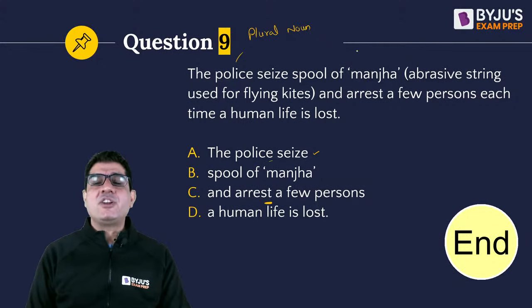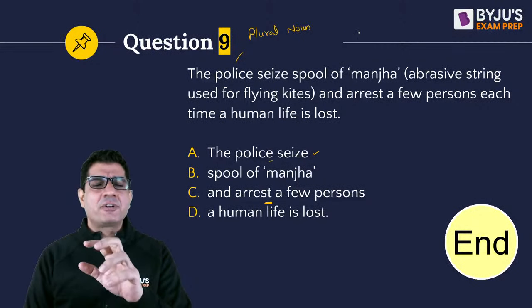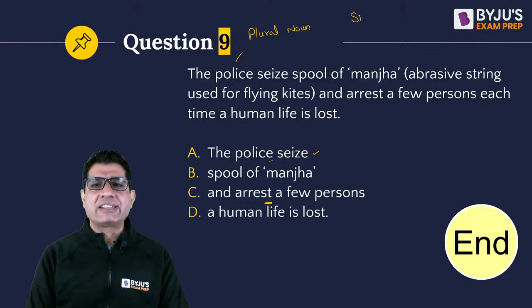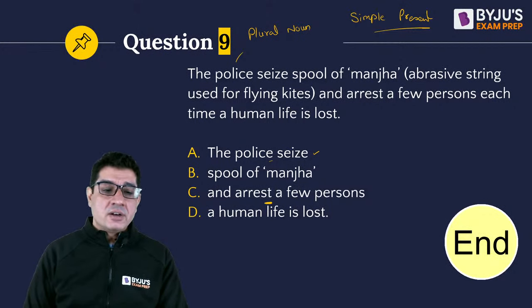And mind you, we are talking about a regular or habitual action here. And for regular or habitual actions, the tense that we use is simple present. Remember, I wake up at 6 every morning. I read a book almost every day. So the tense is also right. So the verb is also correct.